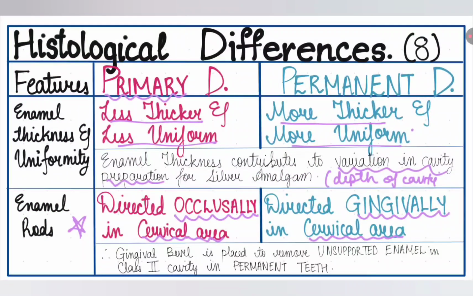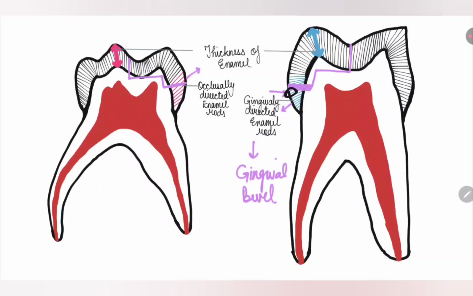Coming back to it, the enamel rods are directed occlusally in the cervical area in primary teeth, and gingivally in the permanent teeth. So we have to give a gingival bevel to remove the unsupported enamel in class 2 cavities in the permanent teeth. I hope we are clear. The diagrams represent it, and also the thickness of enamel. Obviously the thickness of enamel is less in primary teeth and more in permanent teeth, so the depth of the cavity differs accordingly. The depth of the cavity will be less in primary teeth and more in permanent teeth.